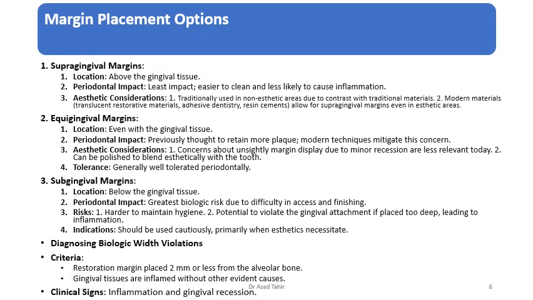Margin placement options. Supergingival margins. Location: above the gingival tissue. Periodontal impact: least impact, easier to clean and less likely to cause inflammation. Aesthetic considerations. Traditionally used in non-aesthetic areas due to contrast with traditional materials. Modern materials, translucent restorative materials, adhesive dentistry, resin cements, allow for supergingival margins even in aesthetic areas.